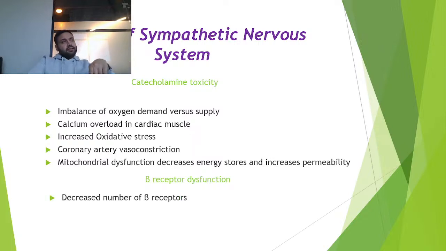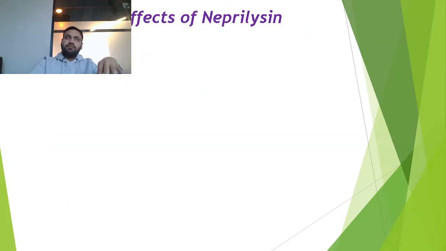And the second thing is beta receptor dysfunction. Once heart failure sets in, there is decoupling of beta receptors in the heart. What does decoupling mean? Decoupling means that even if you stimulate the receptor on the cardiac muscle, the response won't be seen, because the second messengers of the receptor have been silenced. Also, the number of beta receptors on cardiac muscles decreases. So this is the effect of the sympathetic nervous system after heart failure has set in.